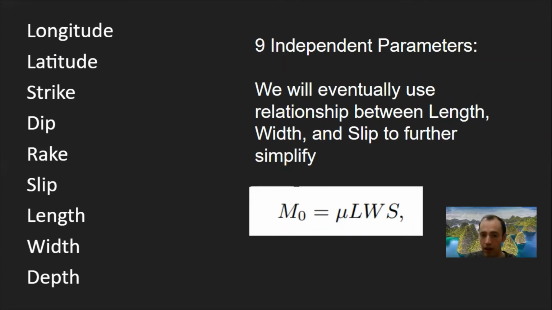And eventually we're going to see that there is a relationship between the length of the rupture, the width, and the slip that occurs along that fault line. All those are related to the magnitude of that earthquake event. So later on, when we start sampling and essentially taking different combinations of these parameters to simulate a variety of earthquake events, we're going to take advantage of this relationship to simplify our work.